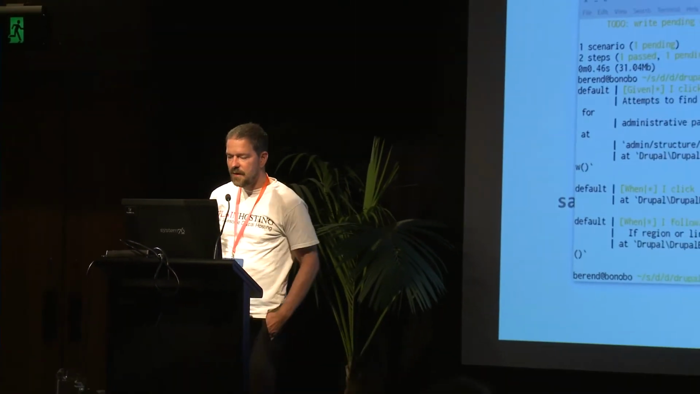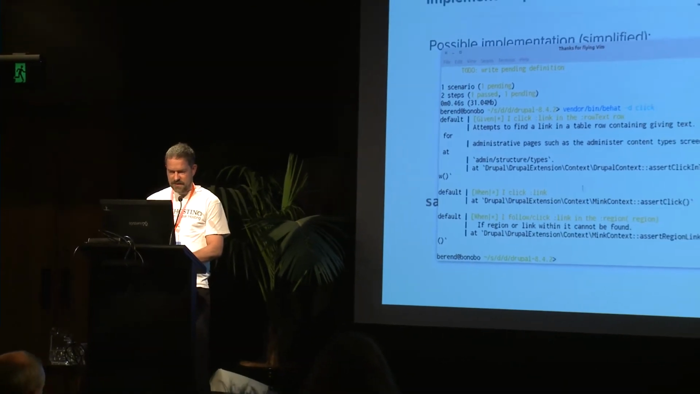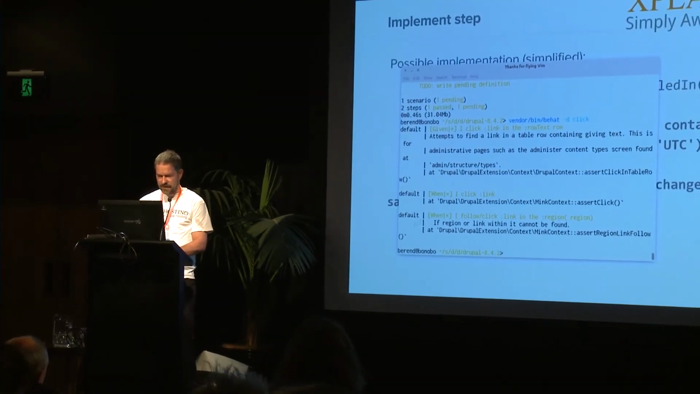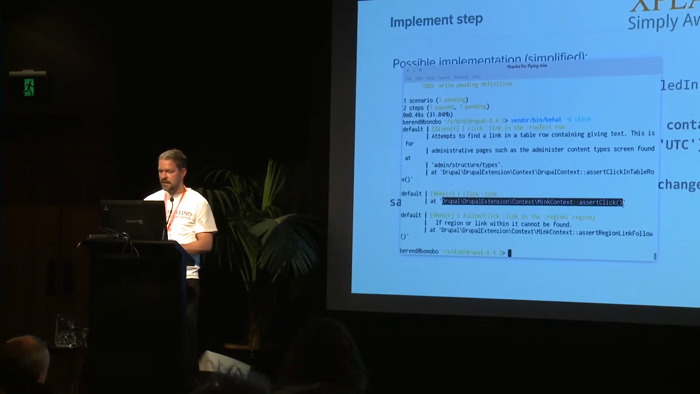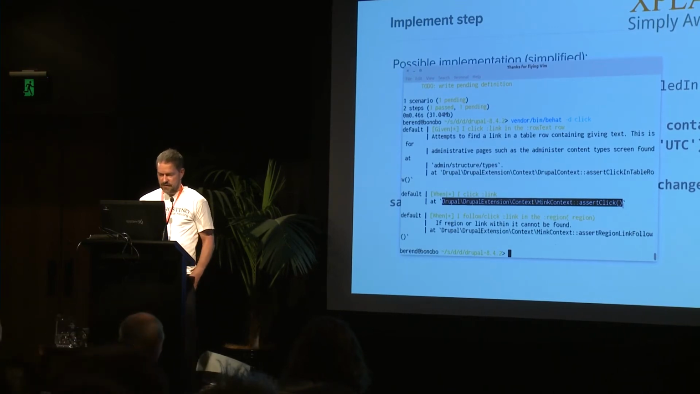So where did I get these names from? That is quite important. I mean, I came up with assert click. How did I do that? If I again look at the description of click, you see that it matches everything with click. It gives me that special dump here and actually says, oh yeah, that particular step is defined in this class and it is this method. So I can actually use that.